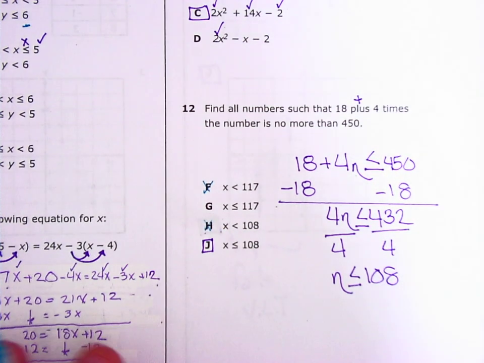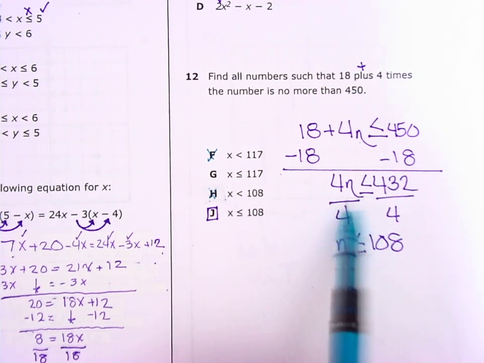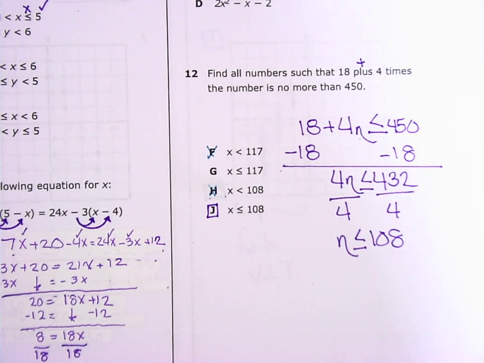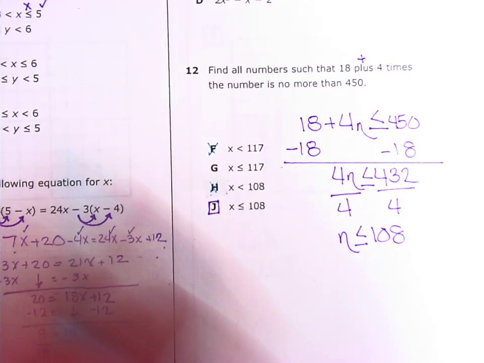Then I went ahead and solved this just like I would a two-step equation. Subtracted 18 from both sides, divided everything by 4 to get the n by itself, and I get n, or x as the case may be, is less than or equal to 108. It doesn't really matter what variable you use, but you can see the same thing. Moving on to the conclusion of this test.